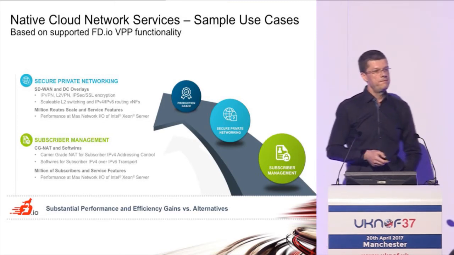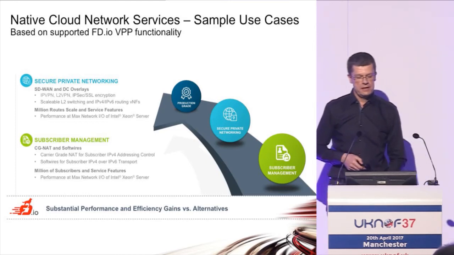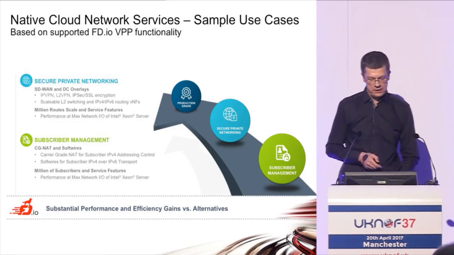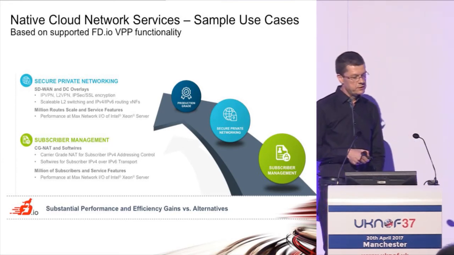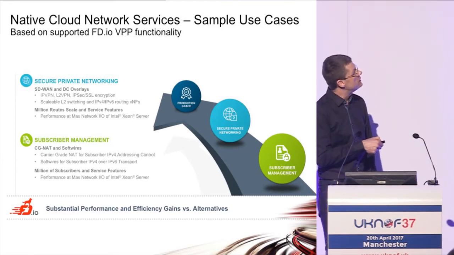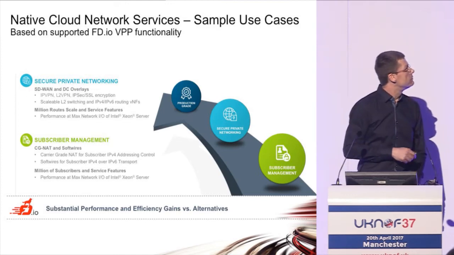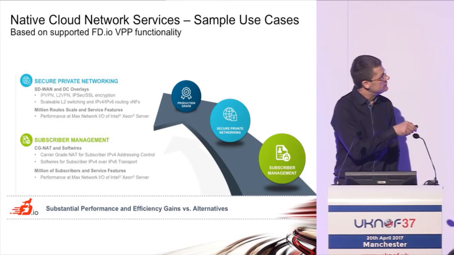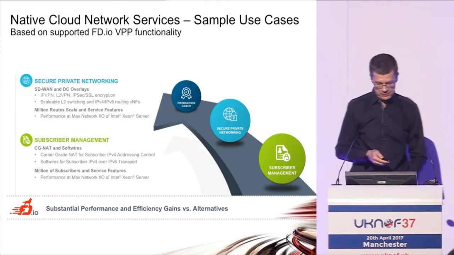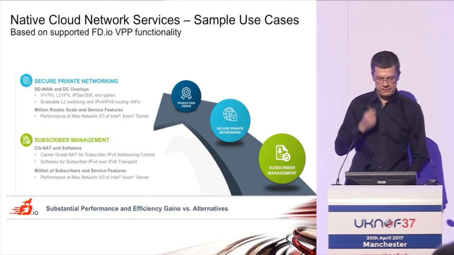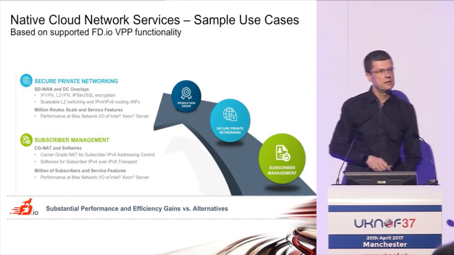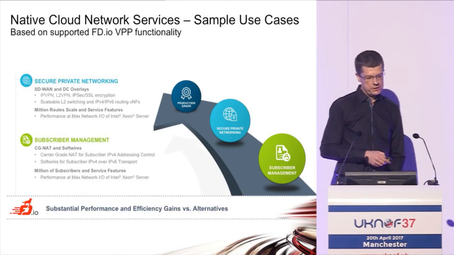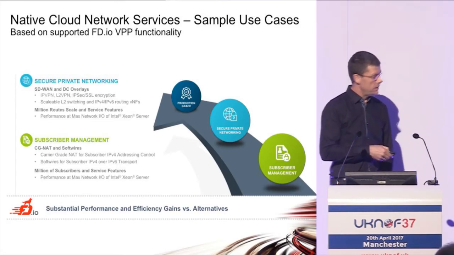So, applying VPP as a platform with the existing feature set to some actual use cases, I'm listing two of them: SD-WAN, or basically an overlay VPN with crypto, and CGNAT. We can look at the detail on the first one. That's the one that we demonstrated at the MWC show in Barcelona on the new hardware from Intel, and it was done jointly between Cisco and Intel at their booth.